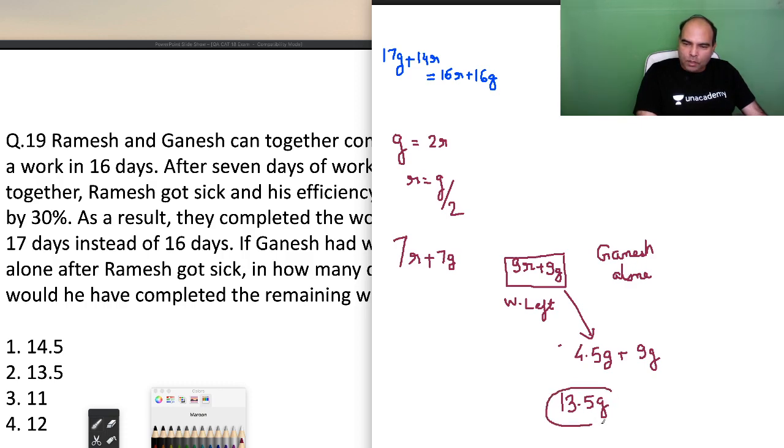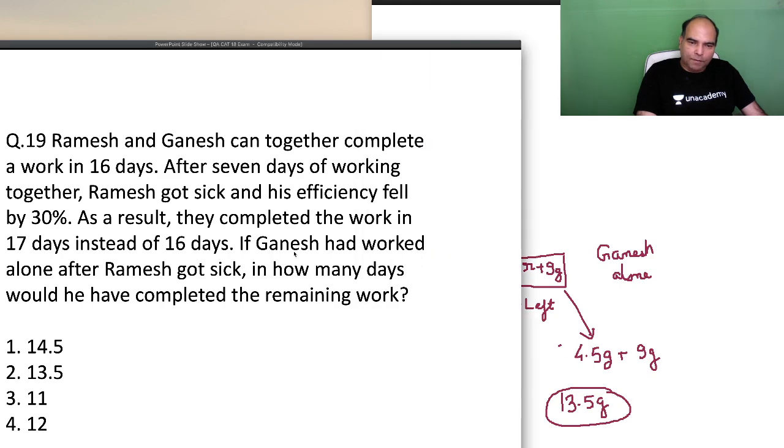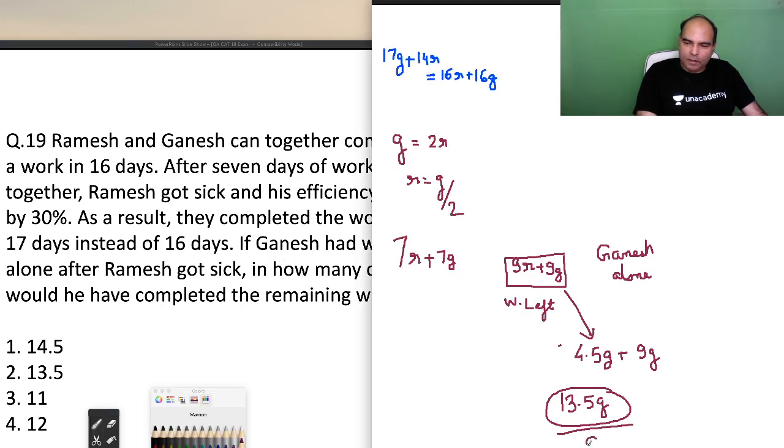So the total work left is 13.5G, and if Ganesh is doing this work alone, he will take, the formula for time taken to do a certain work is the work left divided by the work rate. So here work left is 13.5G and work rate is G, so the number of days will be 13.5.